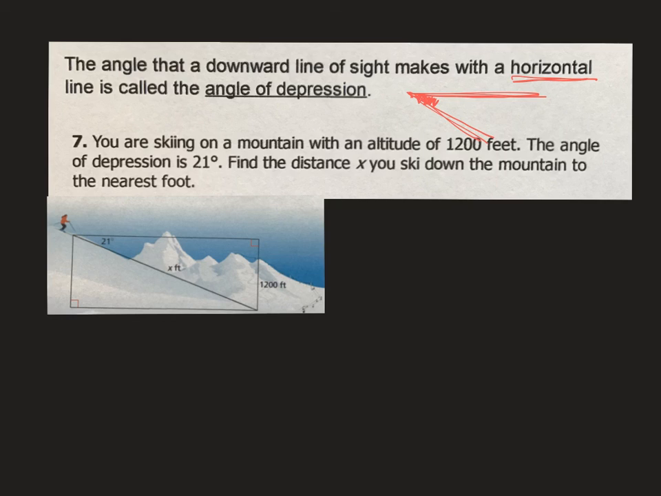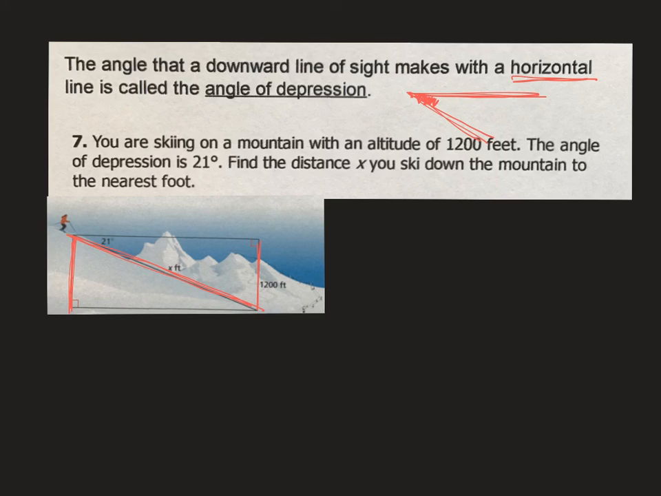So when we look at number 7, you're skiing on a mountain with an altitude of 1,200 feet. Altitude meaning how high you are. The angle of depression is 21 degrees. Find the distance x that you ski down the mountain to the nearest foot. So we're going down this mountain. This is what we need to find the length of. We're 1,200 feet up, so they labeled this side as 1,200 feet. We could have also labeled this other side. They're going to be the same.